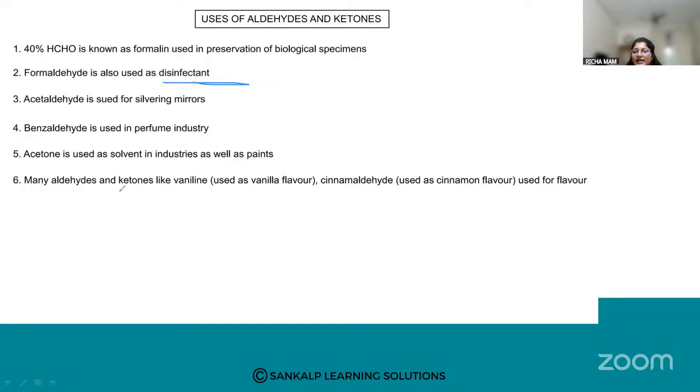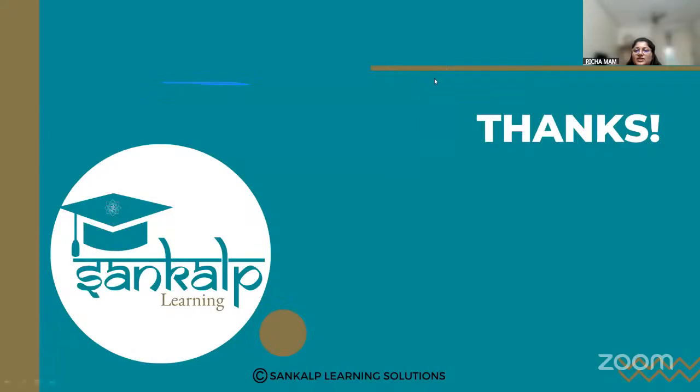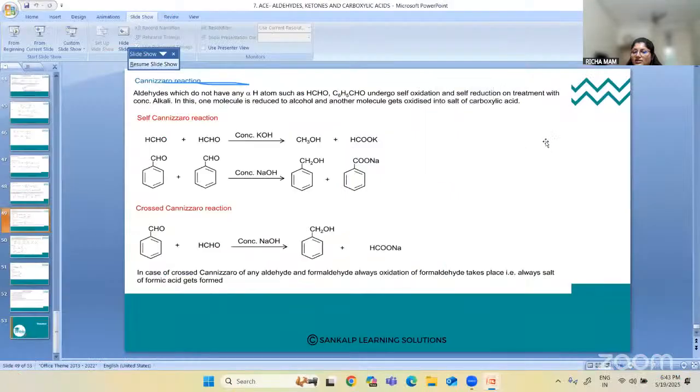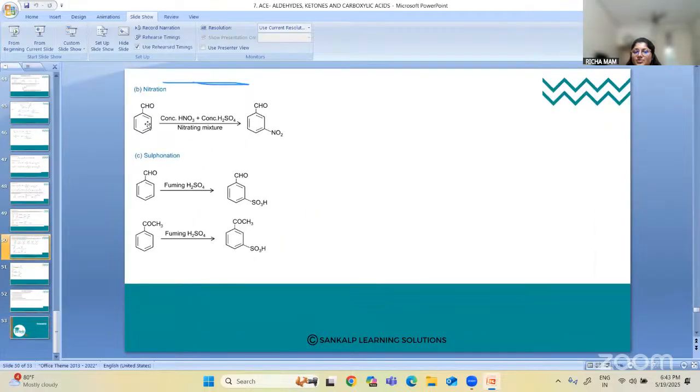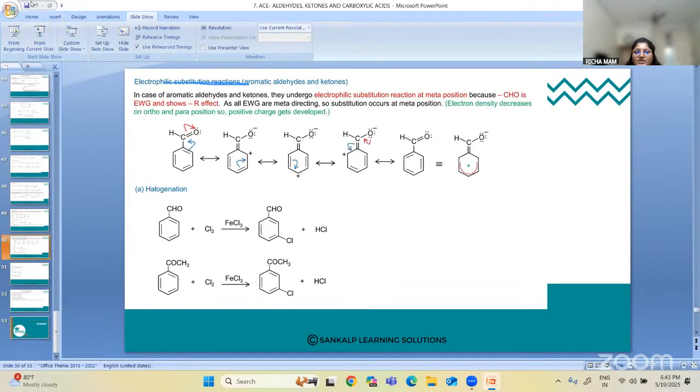Then many aldehydes and ketones like vanillin and cinnamaldehyde are used for flavor. Vanillin is used as a vanilla flavor, cinnamaldehyde is used as a cinnamon flavor, and so on. So these are some of the reactions and the physical and chemical properties of ketones and aldehydes.